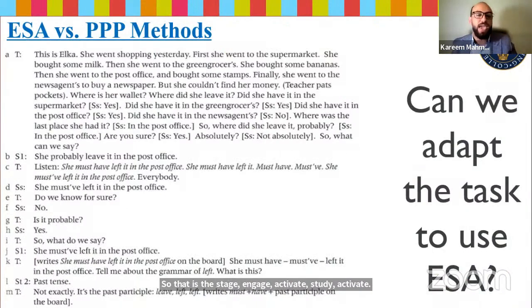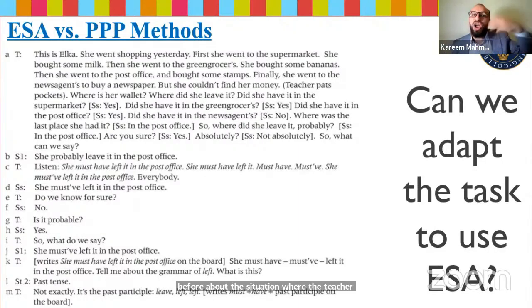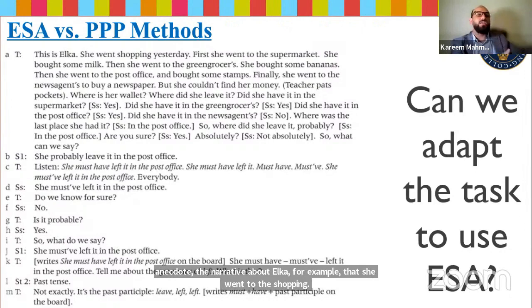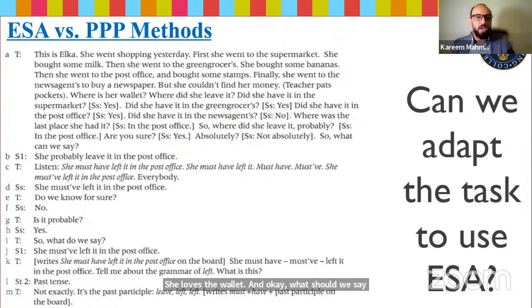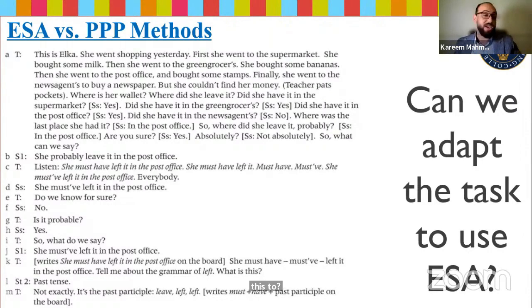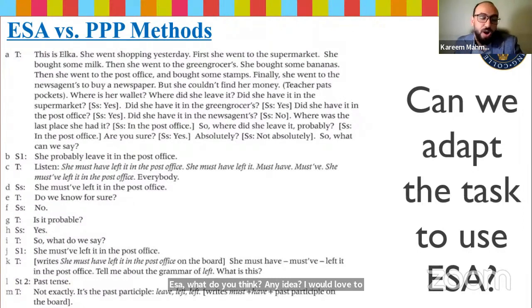So here is the lesson again. Here is a task which we had before about the situation where the teacher used the anecdote, the narrative about Elka, for example, that she went shopping, she lost the wallet, and okay, what should we say? She must have left it, and all that stuff. So how can we turn this PPP lesson, this PPP activity, to ESA? What do you think? Any idea? I would love to listen from you on the chat box or raise a hand, please.